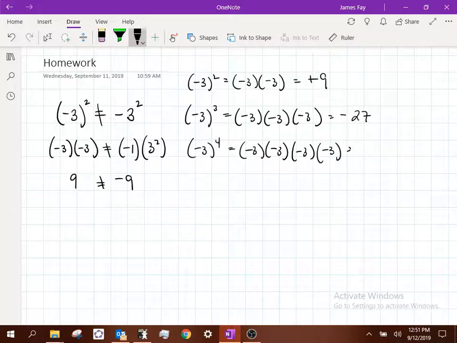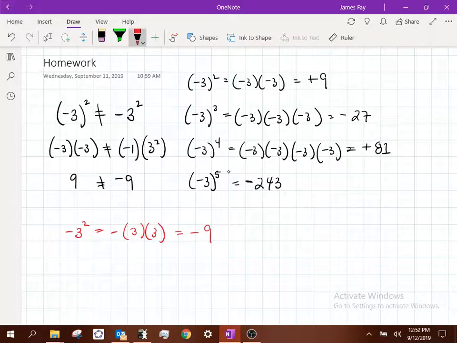That is different than this. If I say -3 squared, that means we have a negative. Let me write it this way first. We have a negative and then 3 times 3, because that means 3 squared right there, right? So that's a negative, and then 3 times 3 is 9.